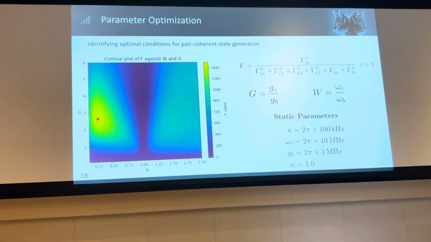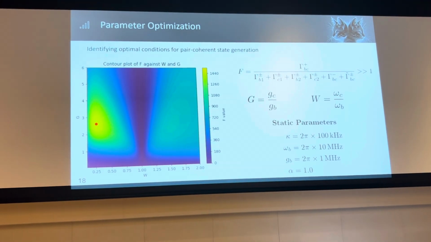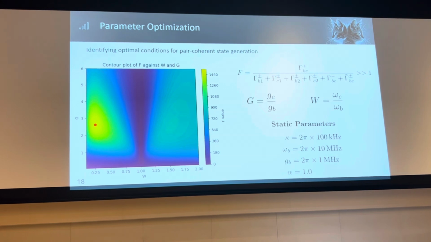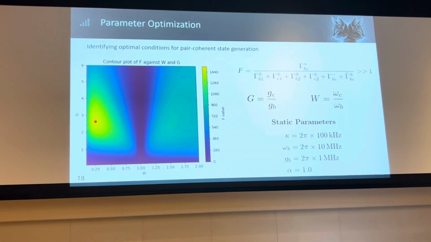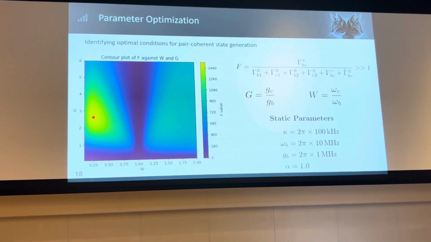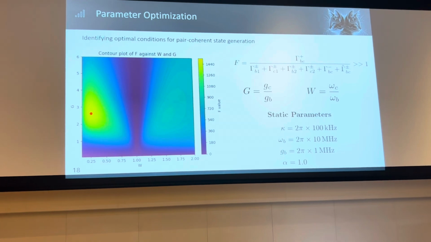So this is exactly what we do for parameter optimization. We want to take this real state and we want to make sure that the different coupling strengths of our modes and frequencies represent the ideal, or a very large f.